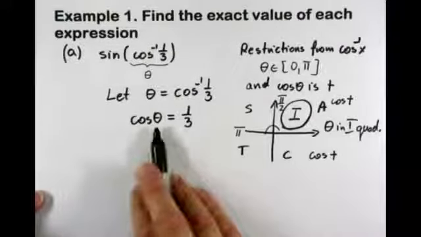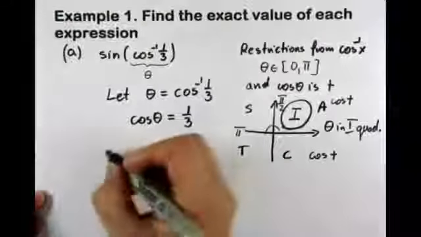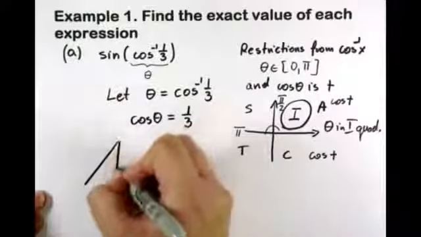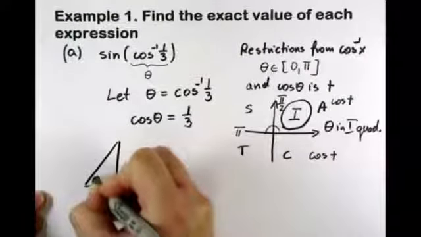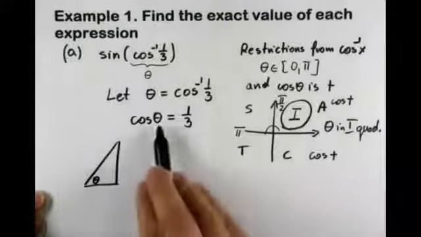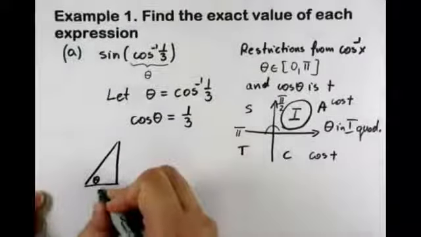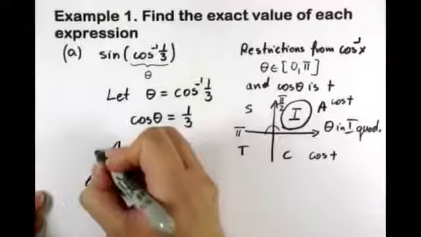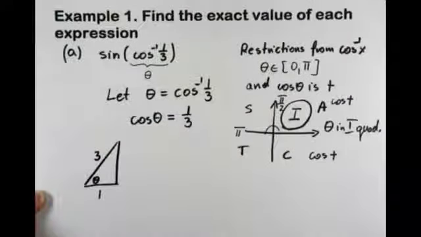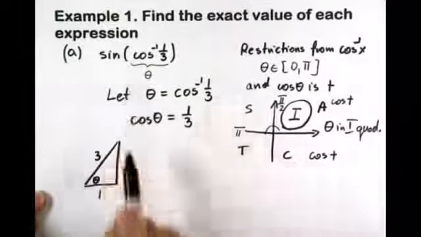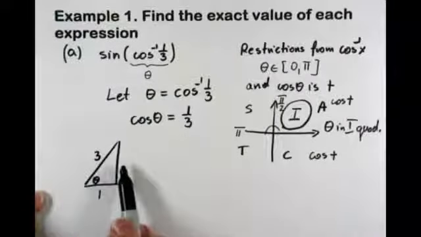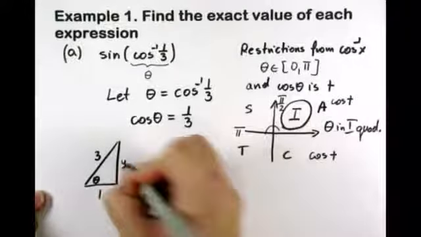So I have cos theta is equal to 1/3. I set up the triangle. I put that my theta is here. We know that cos is adjacent over hypotenuse. So my one value is right here, and hypotenuse is right here. And then we will need sine. Sine is opposite over hypotenuse. So I do need this value. So we can set up that this is my y.